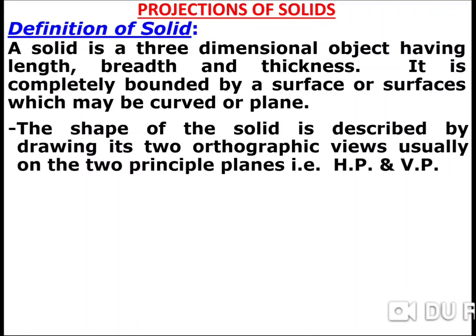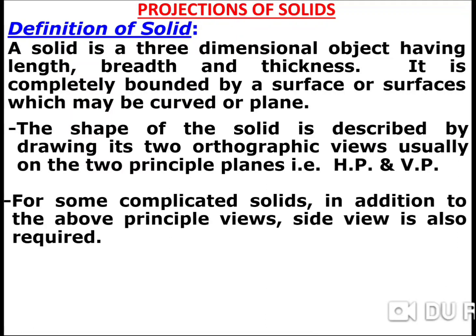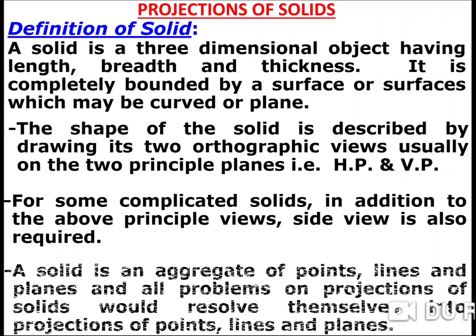The shape of the solid is described by drawing its two orthographic views, usually on the two principal planes HP and VP, that we call drawing the projection, meaning drawing the two orthographic views. For some complicated solids, in addition to the above principal views, a side view is also required.